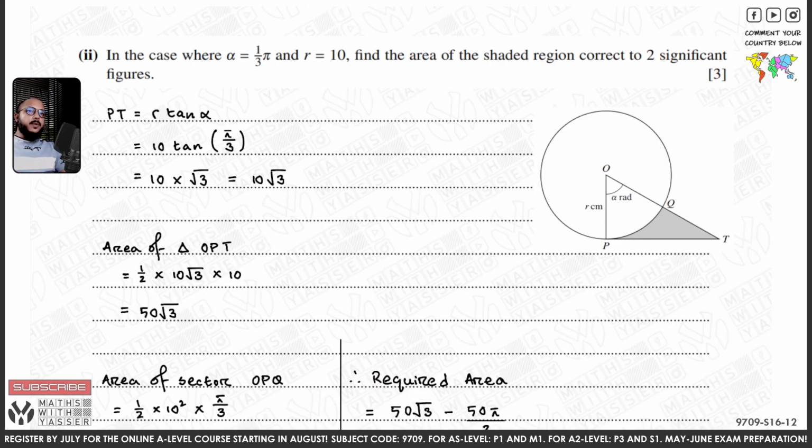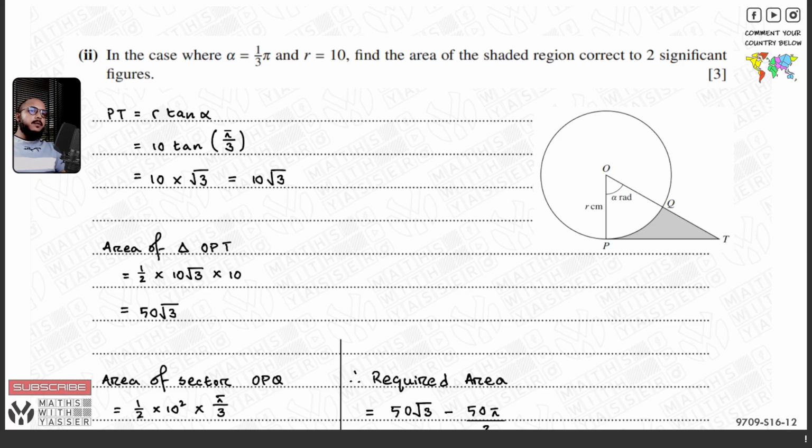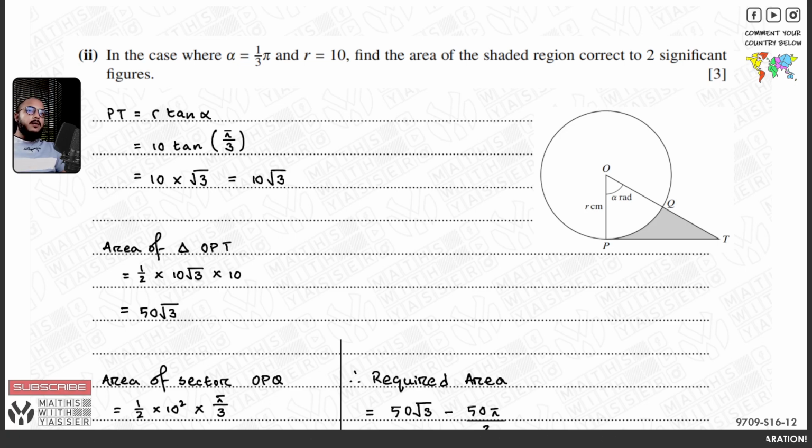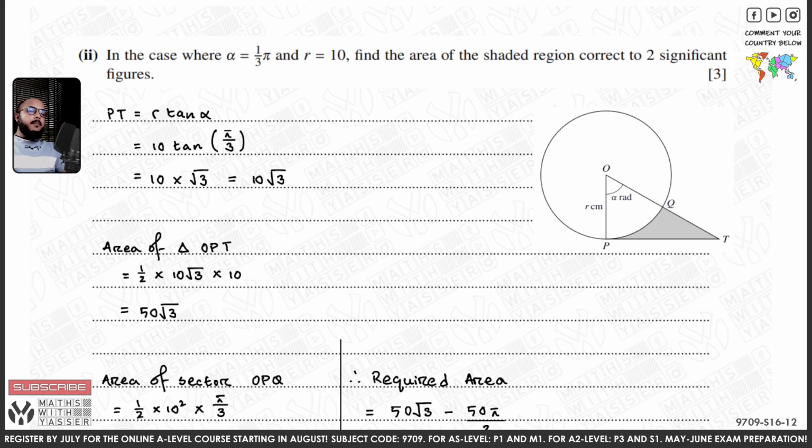In the next part of the question, in the case where alpha is equal to pi by 3 and R equals 10, find the area of the shaded region correct to two significant figures. So PT is equal to R tan alpha, and we are provided with R, which is 10, and alpha is pi by 3. So we can write it as 10 tan pi by 3, and tan pi by 3 is root 3. So it will be 10 times root 3, which is 10 root 3.